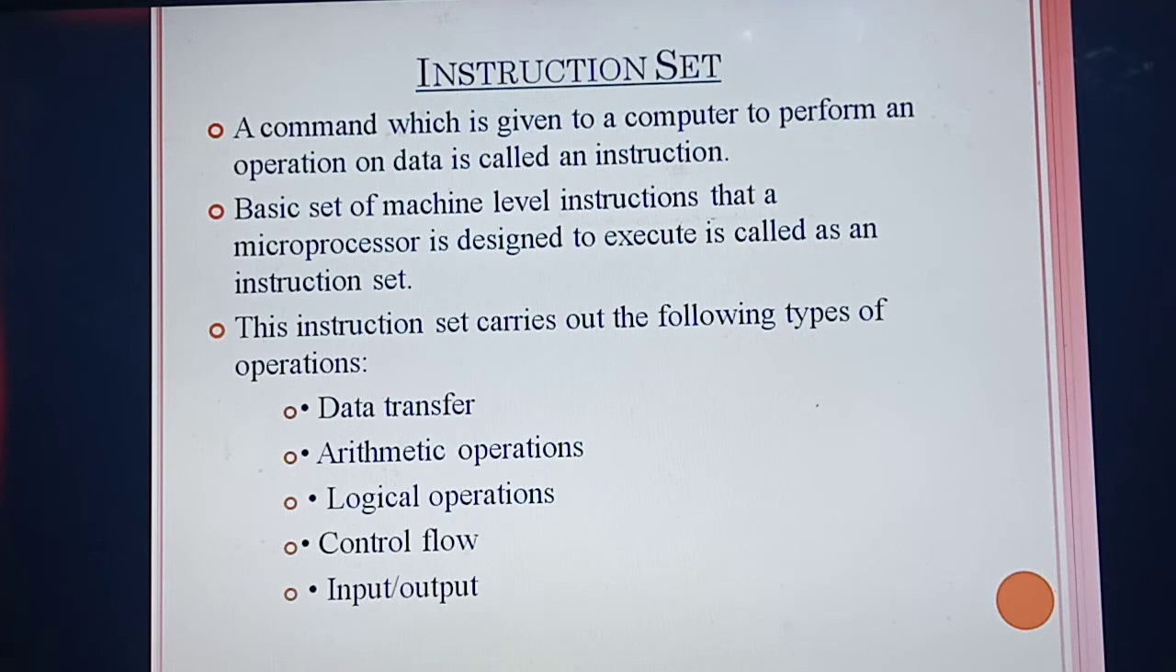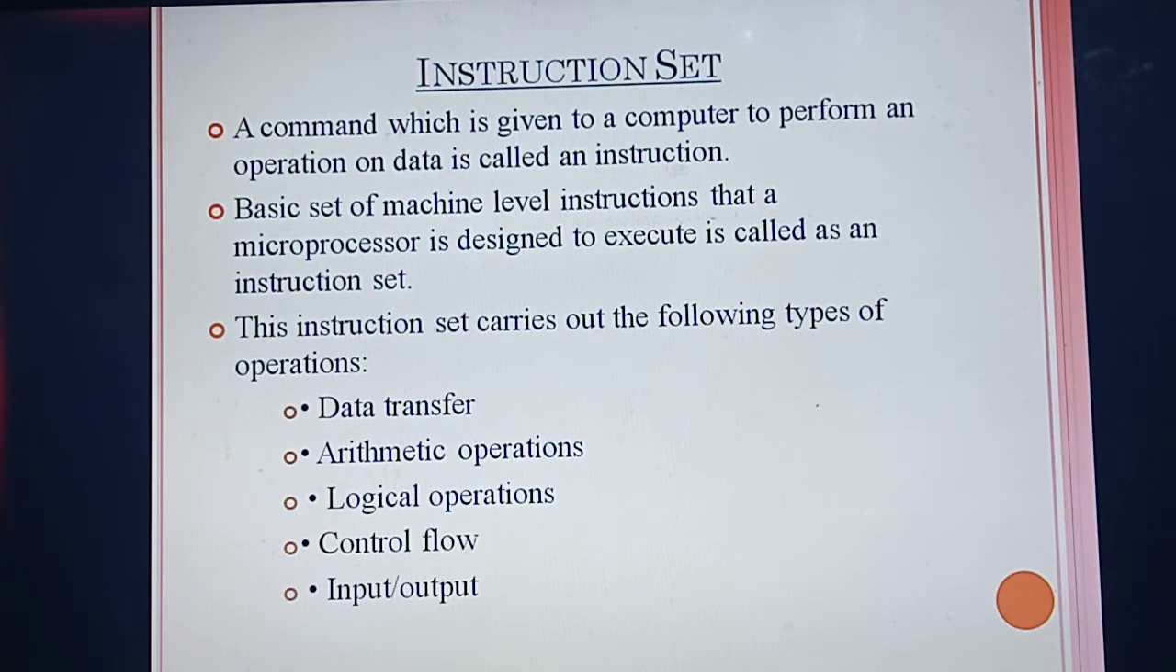You are giving some instruction to the computer to do an operation. For example, add two numbers: you are giving a command as add. Subtract two numbers: you are giving a command as subtract. All this we can call a command. So to whom is the command given? To the computer, to perform a particular thing or particular operation. That is called what? Instruction.